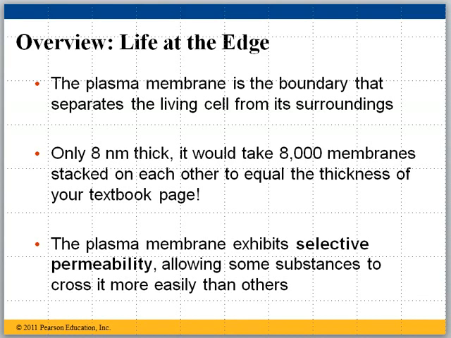The plasma membrane exhibits a phrase that you're going to see over and over again. It exhibits this trait called selective permeability, which means not everything gets in and out. It has the ability to restrict what comes across, what enters the cell, what leaves the cell.